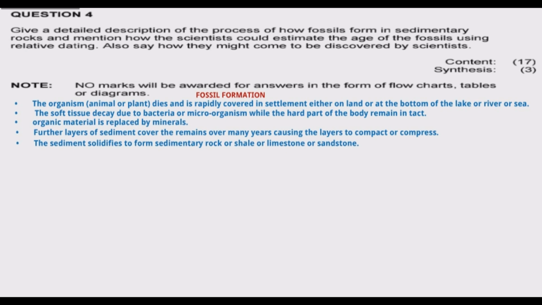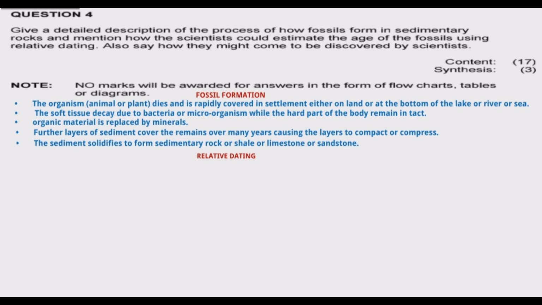Okay, now once that has happened, we come to the next point, which is how do scientists determine the relative dating? How are scientists able to tell when the fossil was formed, or the materials that were used for the fossil, when was it buried, or when did it die?